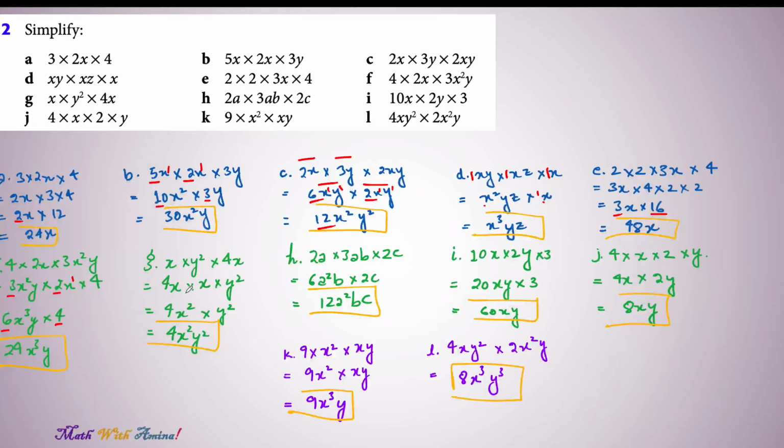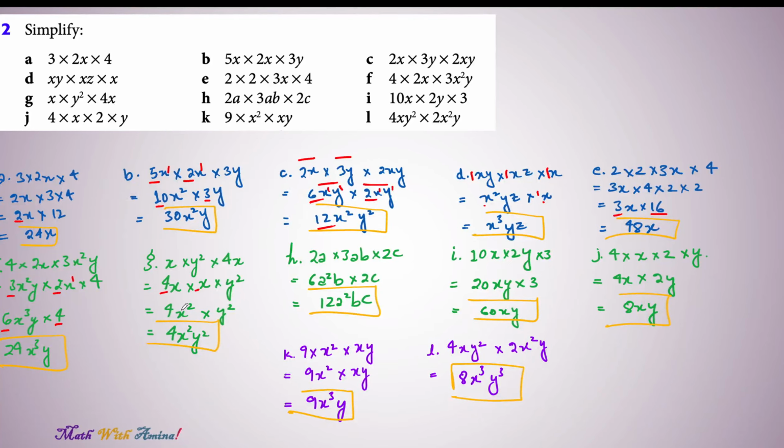Then we have x multiplied by y squared multiplied by 4x. So we will write it in the manner where we combine the like terms. So 4x multiplied by x multiplied by y squared. So again the coefficient in here of x is 4, in here the coefficient is 1. There is no number, so we assume it to be 1. Whenever you have a variable and that has no coefficient, it means the coefficient is 1.